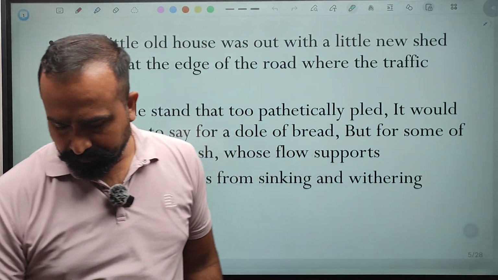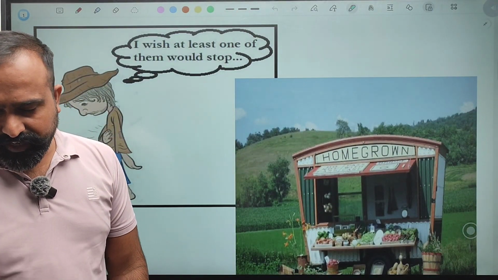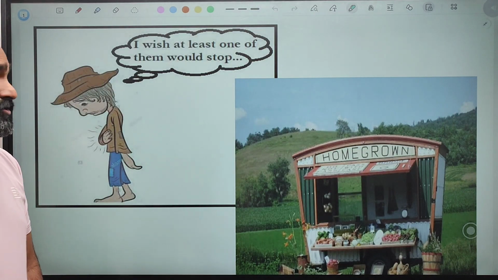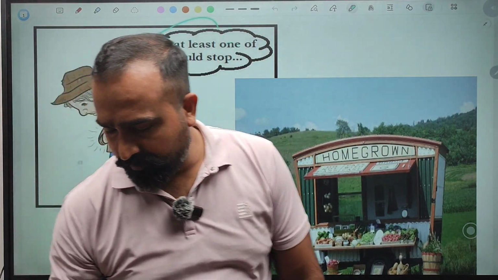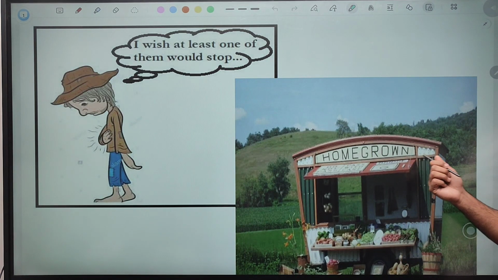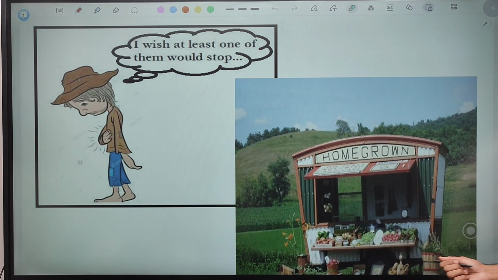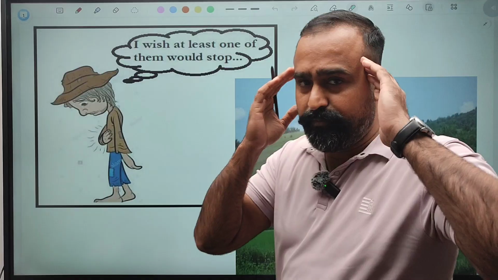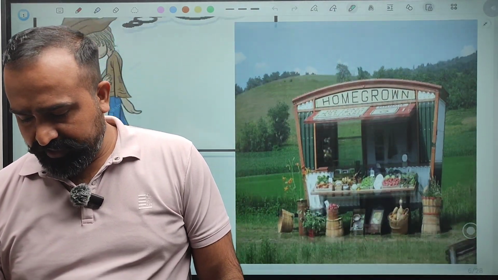Moving further, you can see the picture over here. I wish at least one of them would stop. This is the desire of the farmer. At least one person. This is a shop. Okay, homegrown produce. So this is a picture which can depict in your mind the image of the roadside stand.